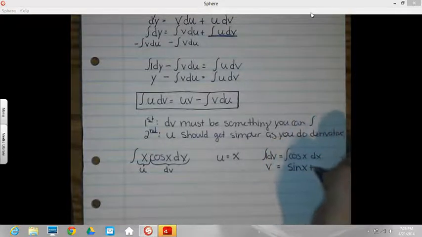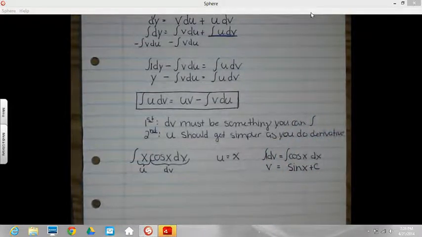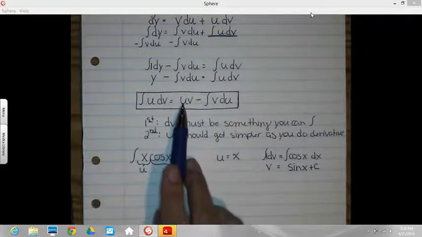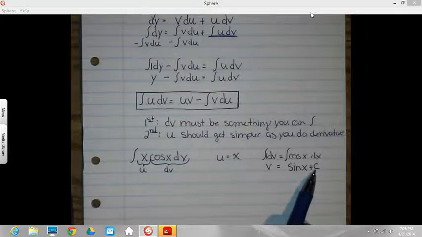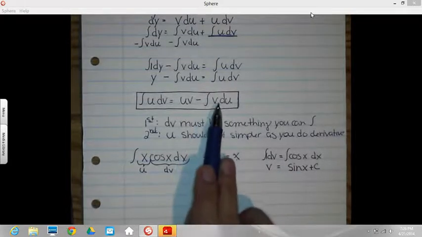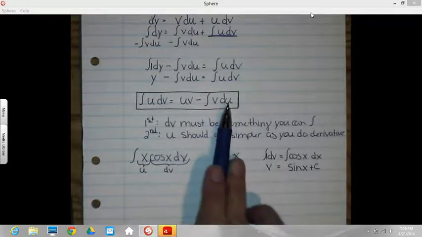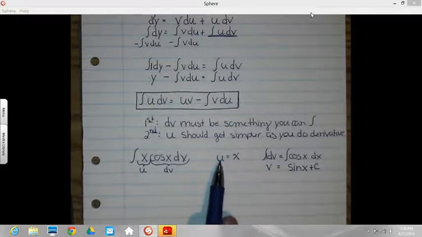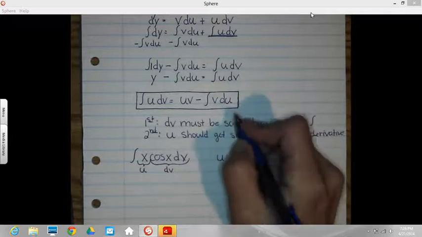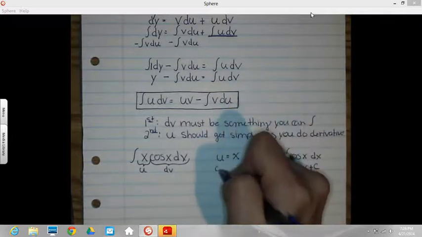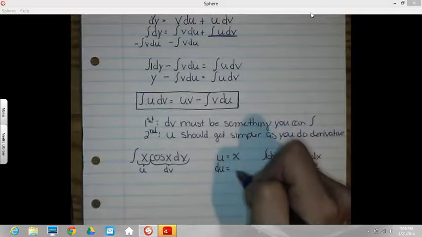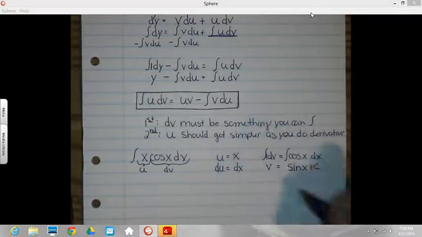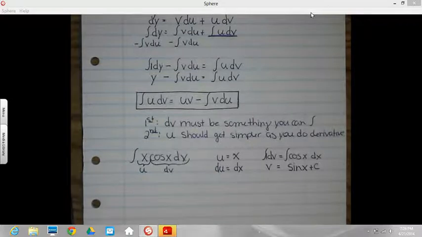So, if I look back at my formula, I need u. I've got it. I need v. I've got it. It's sine x plus c. Integral symbol, I need v. Got it. I need du. Oh, well, if I do the derivative of u here, I'll have it. So remember, u prime is du. But I'll write it to match what's there. So du equals the derivative of x is 1. And we'll throw the dx on and do it like a differential. So I've got everything I need to plug into my integration by parts.